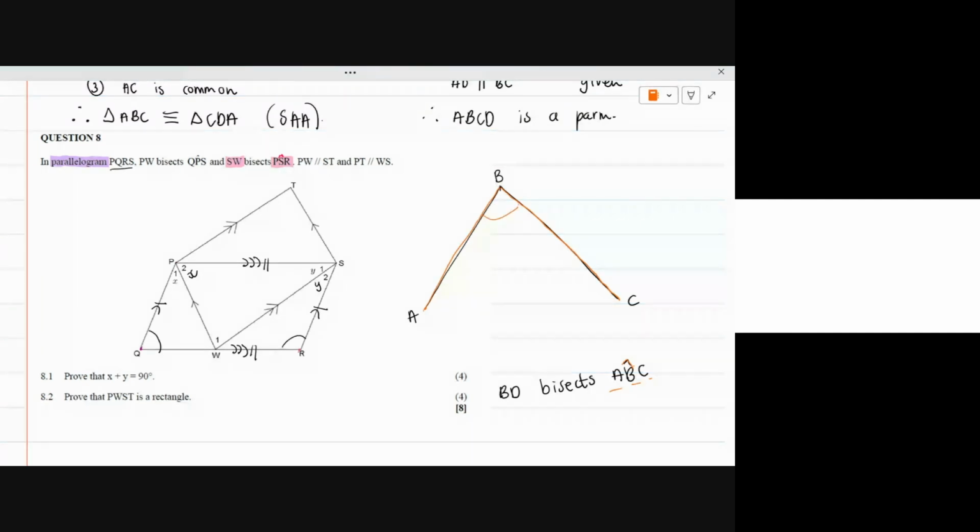Now, if I draw BD like that, that is BD. If I tell you that BD bisects the angle ABC, what that means is that we've taken this angle and we've cut it in half. So if this whole angle was 80 degrees, BD has cut this into 40 degrees and this part into 40 degrees. Does that make sense? Are we all okay there?